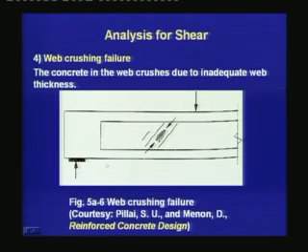The fourth type of failure is the web crushing failure. The concrete in the web crushes due to inadequate web thickness. Thus, this type of failure happens in an I-girder if the width of the web is small, since there is a principal compression in an inclined direction. If the web is not strong enough, then it will crush due to that principal compression.